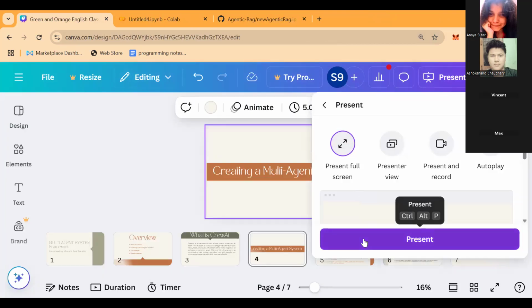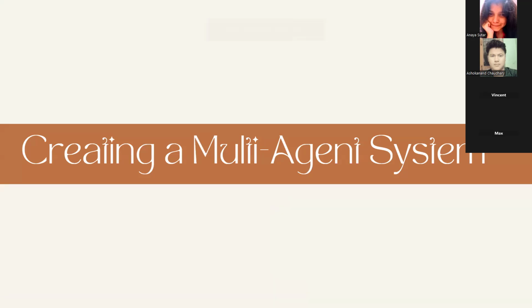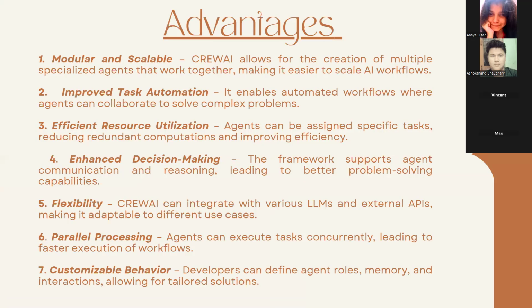So now let's move on. Now that we are done with how to create a multi-agent system, let us move on to the advantages. The advantages of CrewAI are that it is modular and scalable. It improves task automation. It is efficient in resource utilization. It enhances decision making. It is flexible. It can do parallel processing, and you can customize behavior.